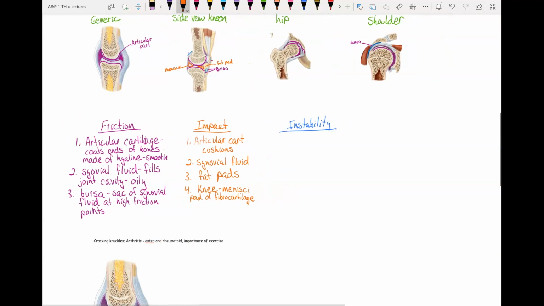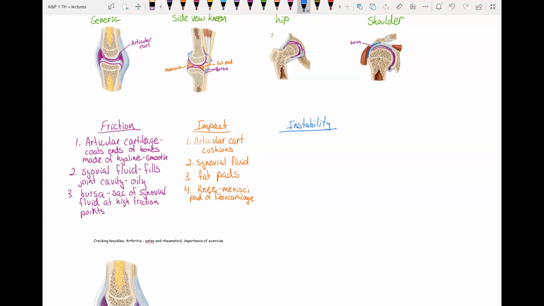So all of your synovial joints have hyaline cartilage because that's what coats the ends of the bones. And some of your joints also have fibrocartilage in them. So fibrocartilage forms the menisci of your knees. Then let's look at instability.